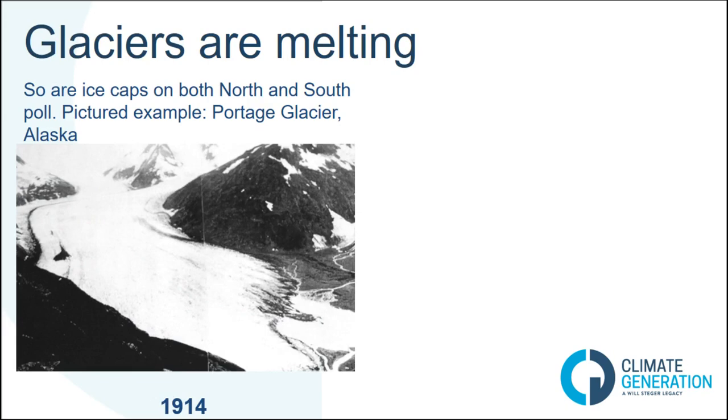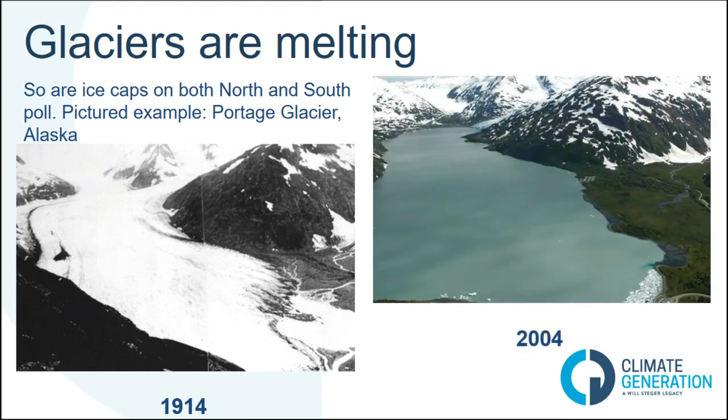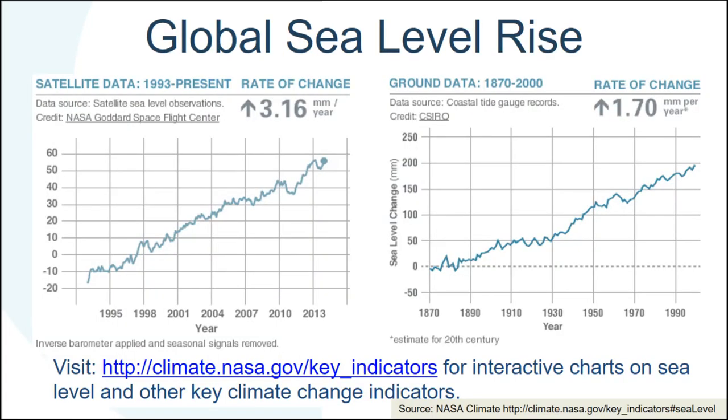Glaciers are melting, so our ice caps on both the North and the South Pole. Here's a glacier that was in Alaska. You can see what has happened over the course of time. It's melting. Sea levels are rising, really because of two factors related to global warming: the added water coming from the melting of the land ice and the expansion of seawater as it warms up. This here is a graph that shows how much sea level has changed since 1993, which is crazy that the sea level is actually rising.